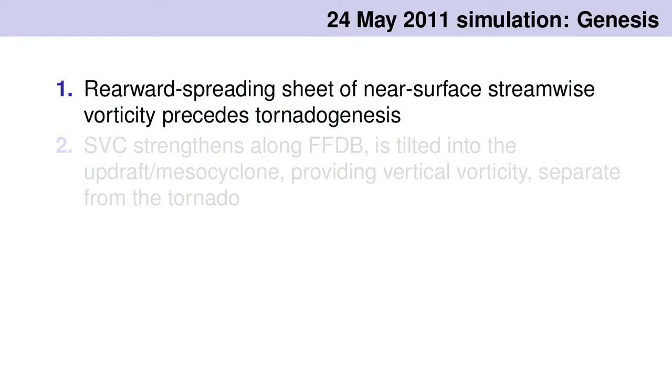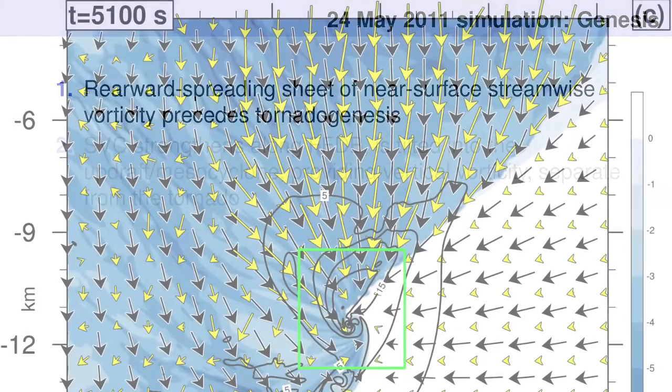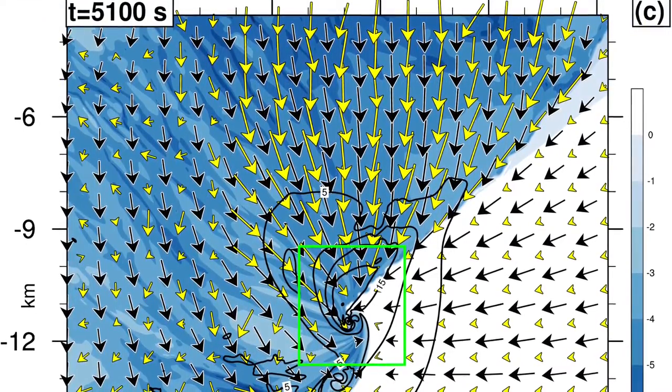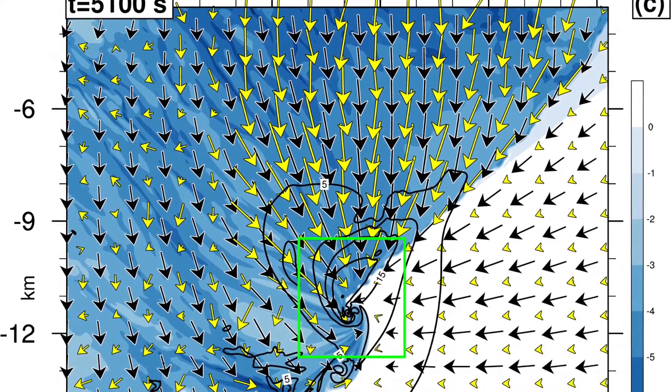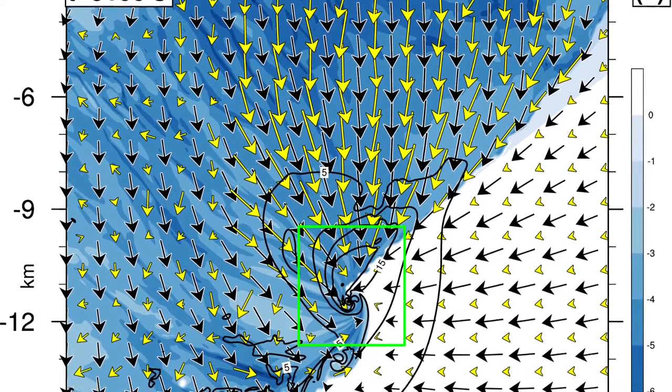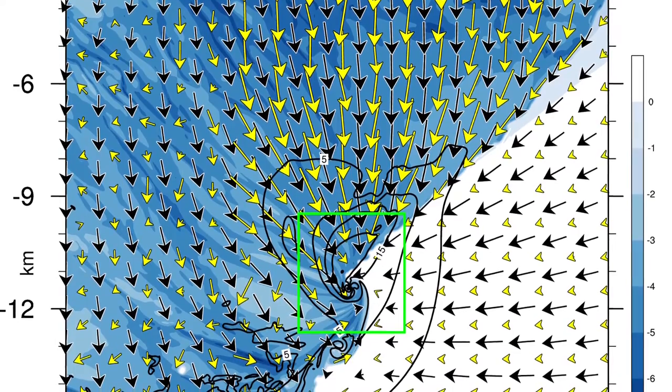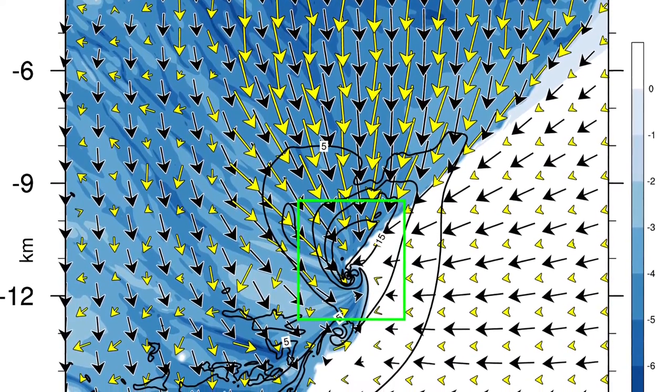I'm going to look at the genesis, maintenance, and decay phase, or dissipation phase. So at the genesis, which is very important, we've been studying genesis a lot. See, this is the surface horizontal vorticity and surface horizontal wind vectors. And notice how they're pointed in the same direction. So these are interpolated to the first model level.